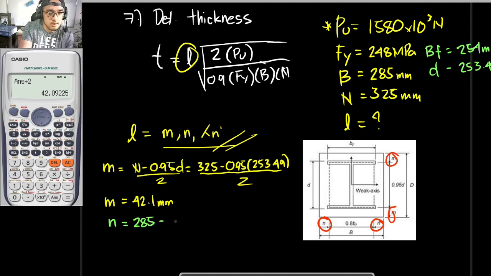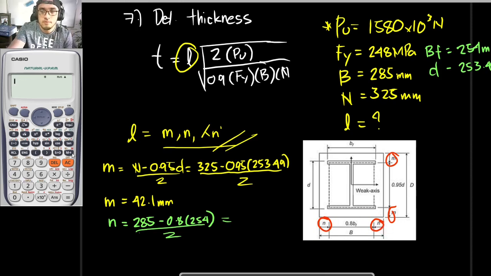So, minus, ano yung minus natin? 0.8 ng base ng flange. And the base of the flange is to be 254. Okay, so ayan. We would be dividing this by 2. So our value of N, once again, this is the value of N. So kunin nyo lang yung value na yan by inspection. So 285 minus 0.8 times 254 divided by 2. So that is to be 40.9.